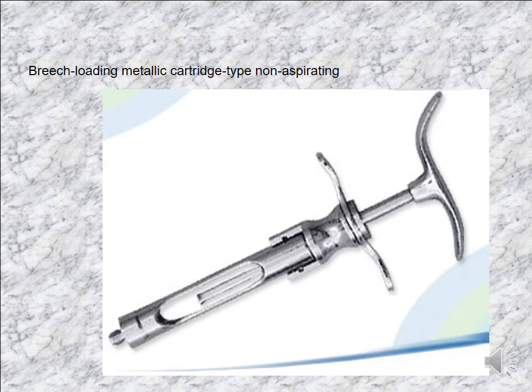The second type is the breech-loading metallic cartridge type non-aspirating syringe. There is no harpoon at the end of the piston, but all the parts are the same. First the needle adapter, then the barrel, the piston without harpoon, and the ring grip and thumb ring.